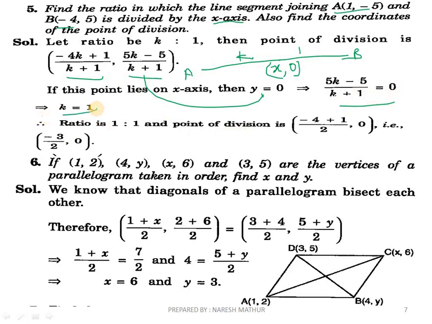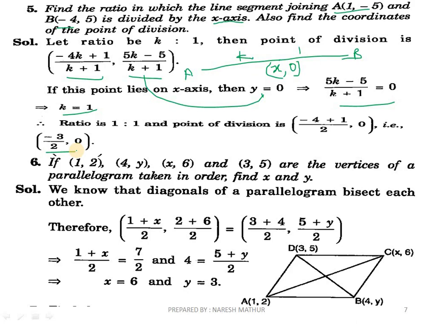Now the ratio comes out as 1:1. It means that the point is the midpoint of AB, or we can directly put the value of k here, or we can write that the given point will be the midpoint of AB. So we can find the exact coordinates of that point. After applying the value of k, we'll get (minus 3/2, 0) as the final answer.